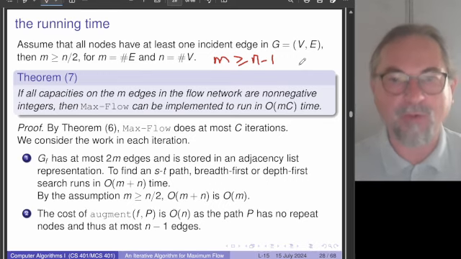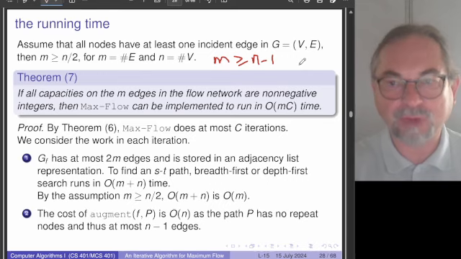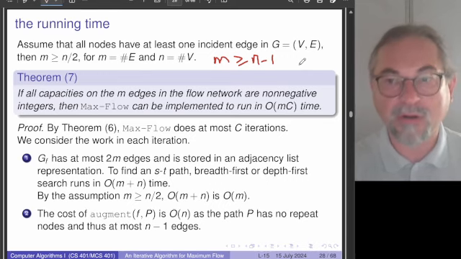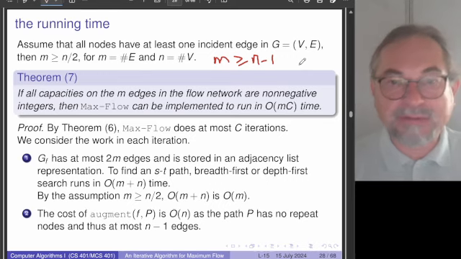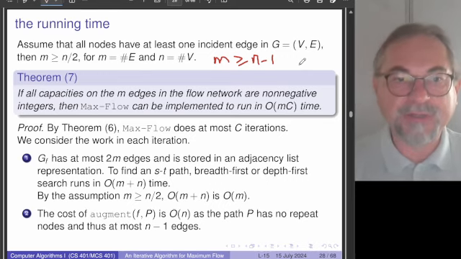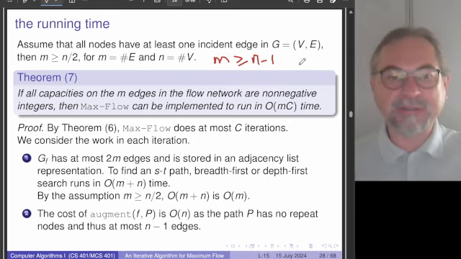of all costs. And we have the number of iterations. Now we have to show that the number of operations we do per step is bounded by m, the number of edges. We consider the residual graph. The residual graph has at most 2 times m edges. We may double the number of edges by adding the backward edges. It's also stored in an adjacency list representation.